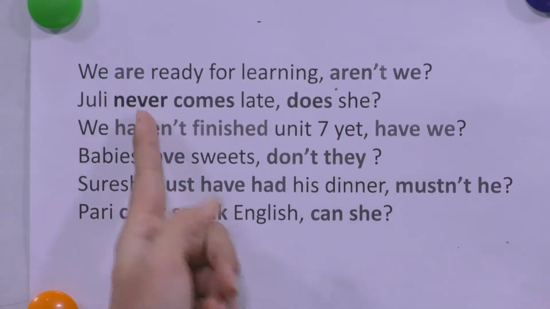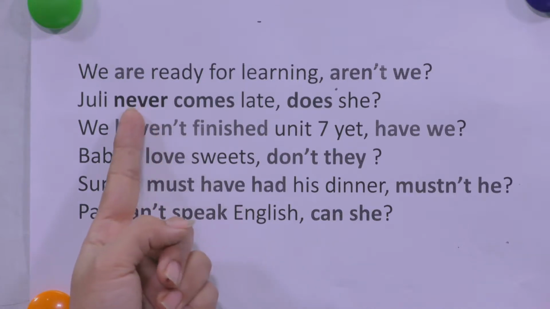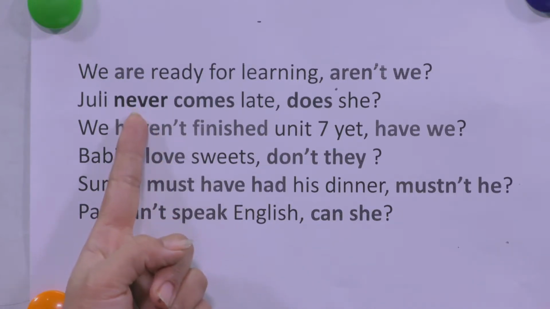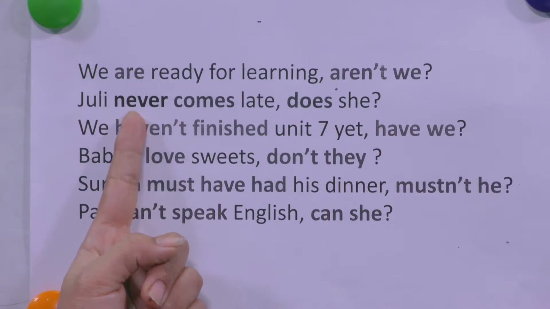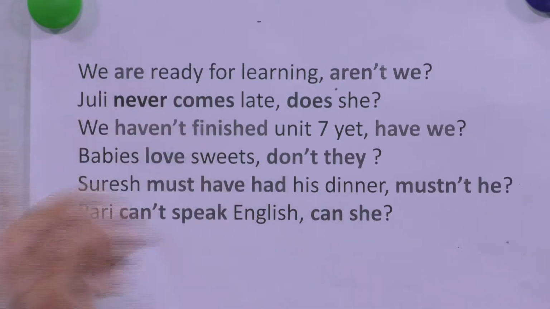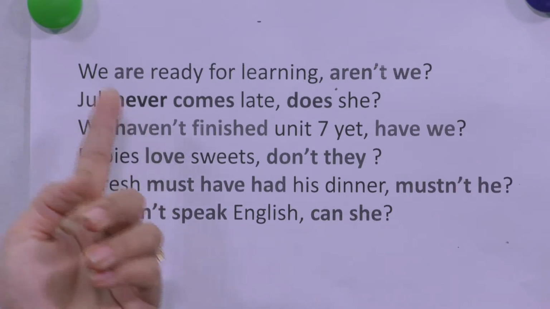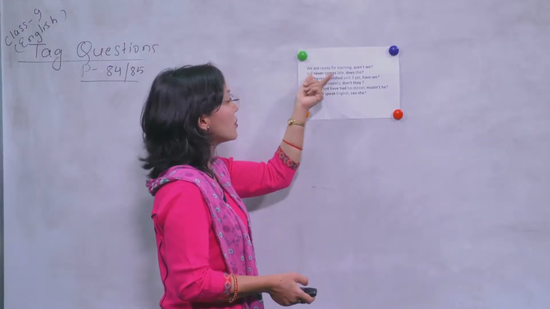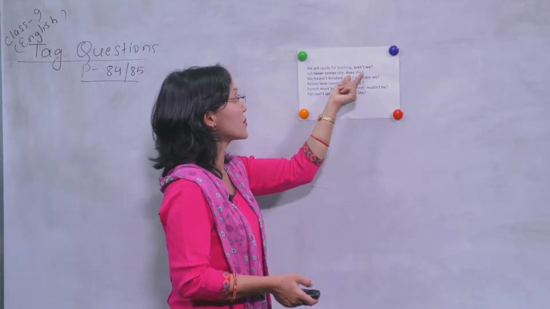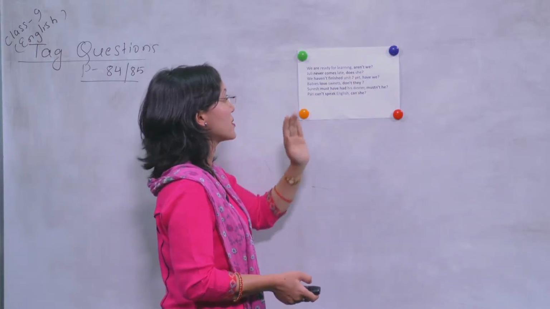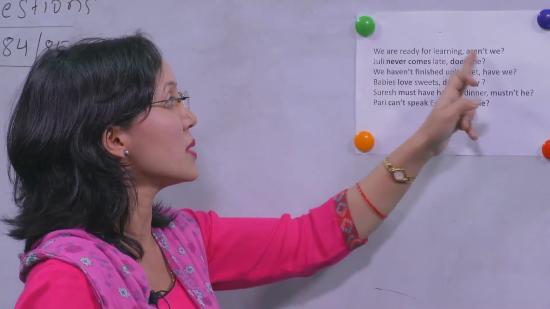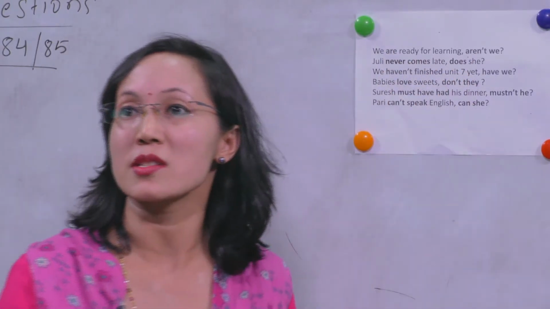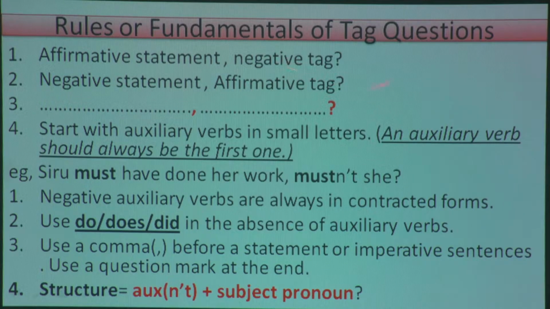When they are negative, means never makes, this is an adverb, or let's say adverbial, that makes a sentence negative. So a negative word like never makes it negative. So when statements are negative, we use positive tag, or let's say affirmative tag. So just the opposite case happens. So affirmative, negative, negative, affirmative. So negative statements, negative tag? No: affirmative statements, negative tag; negative statement, affirmative tag. It's very simple.